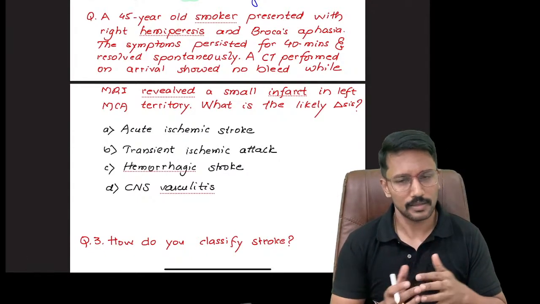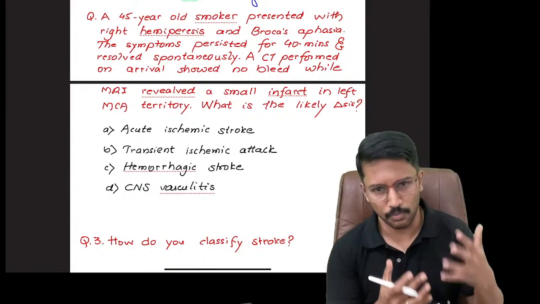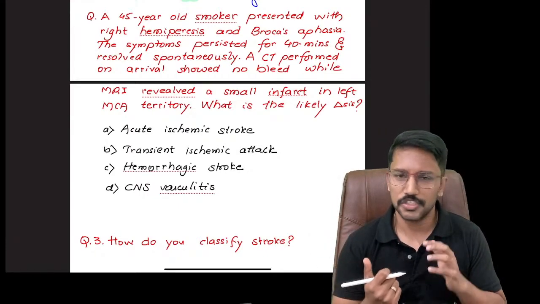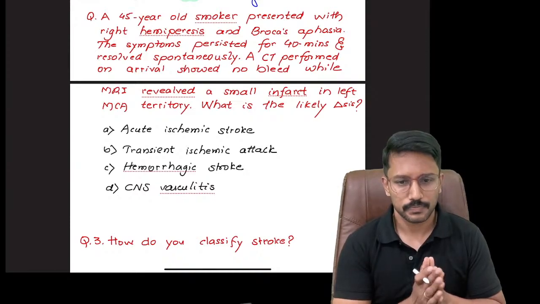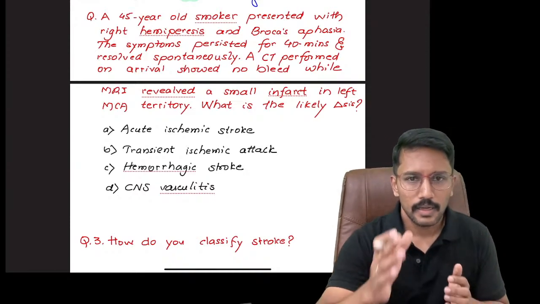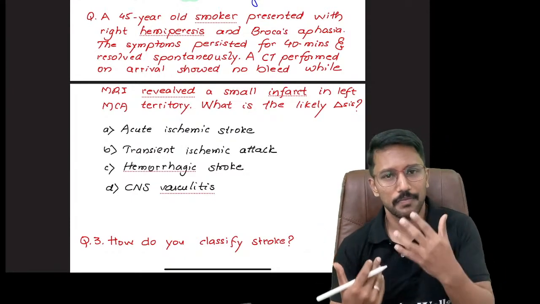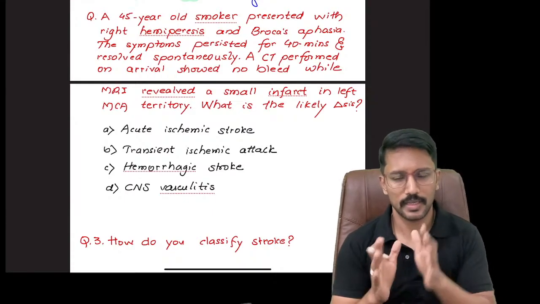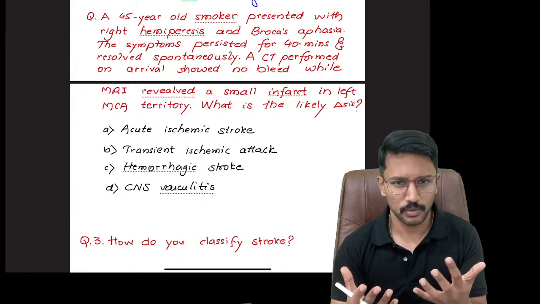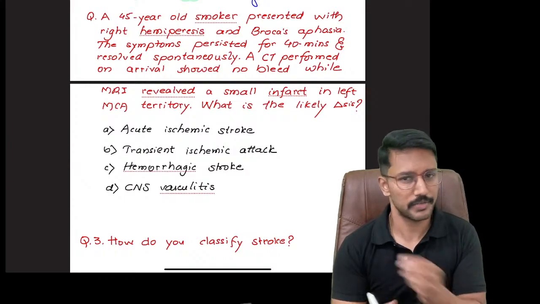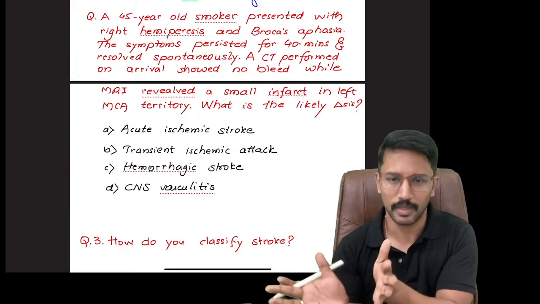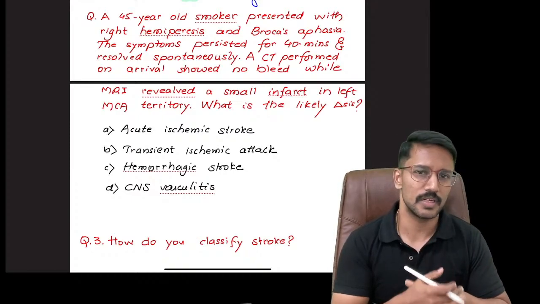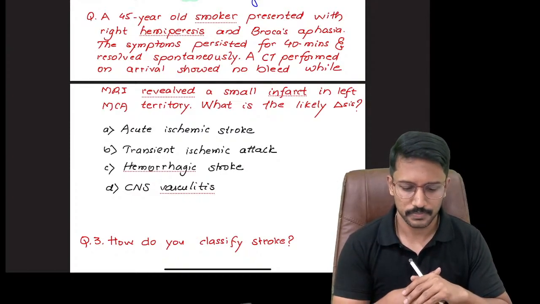A relatively young smoker, who has probably smoked quite heavily, presented with right hemiplegia and Broca's aphasia. His symptoms, the hemiplegia and aphasia, lasted for only 40 minutes and after that improved. So when he came to the emergency room, he was probably on the way to improvement. We got a CT done which showed no bleed, so that means it is not a hemorrhagic event. We got an MRI which showed a small infarct in the left MCA territory. What is the likely diagnosis?